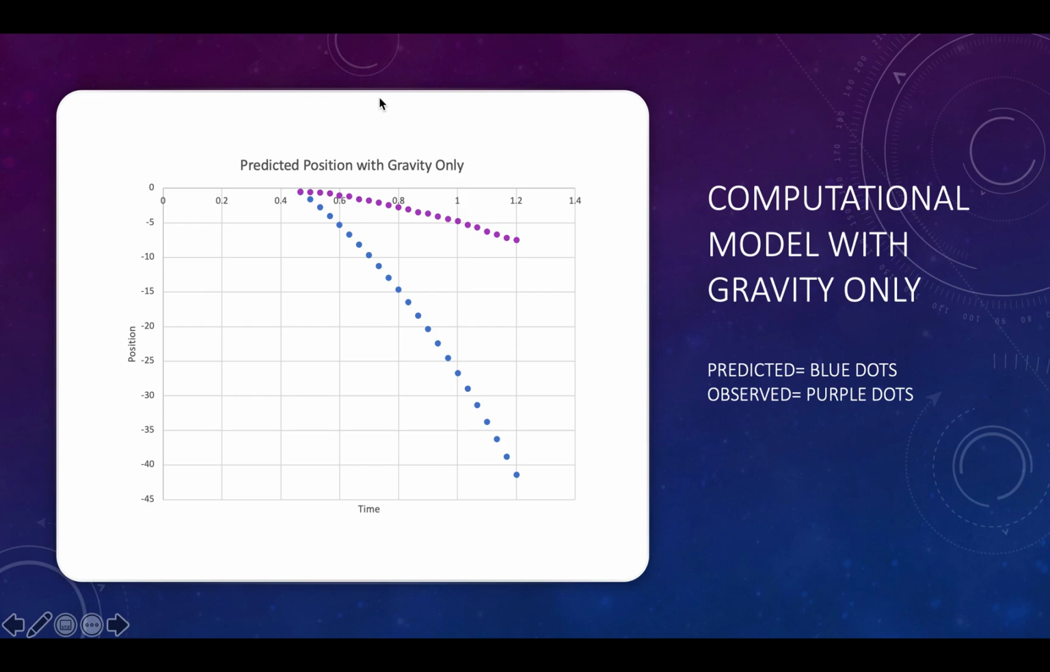I made this graph in Excel to model the effects of gravity only. This demonstrates Newton's second law by using F net equal to just gravity. You can see that the observed and the predicted are off by a bit, and this is because drag isn't taken into consideration.